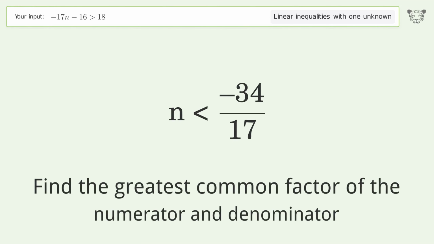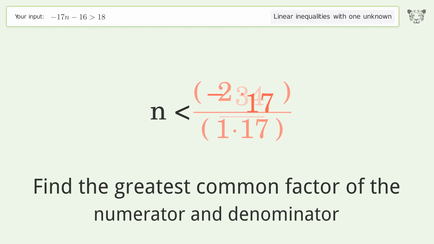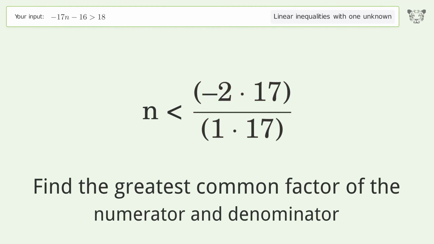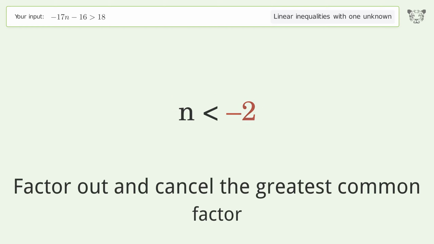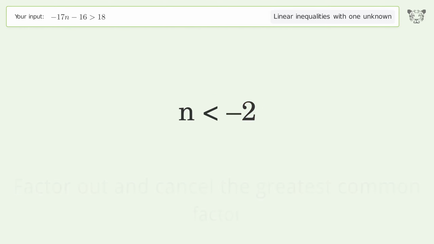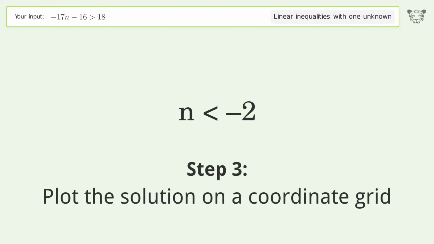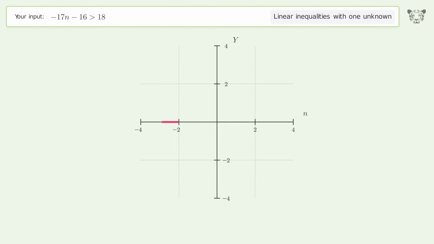Find the greatest common factor of the numerator and denominator. Factor out and cancel the greatest common factor. Plot the solution on a coordinate grid. And so the final result is n smaller than -2.